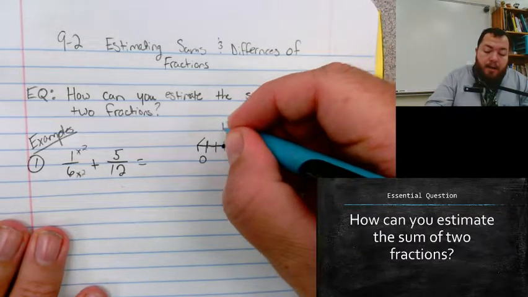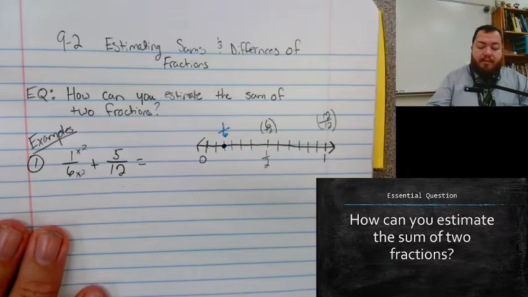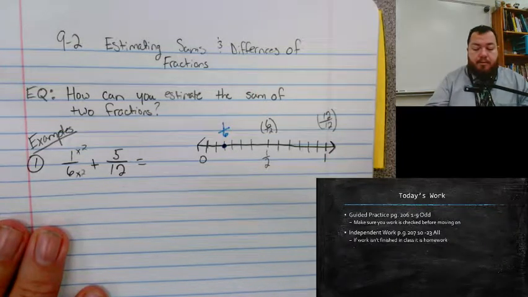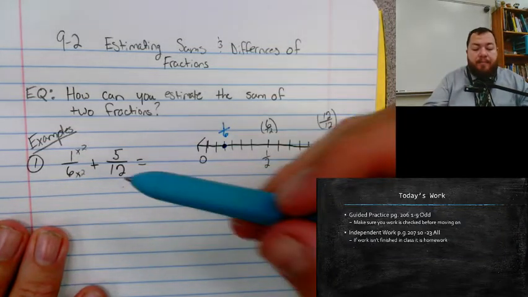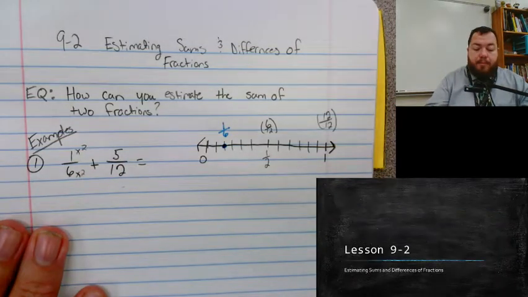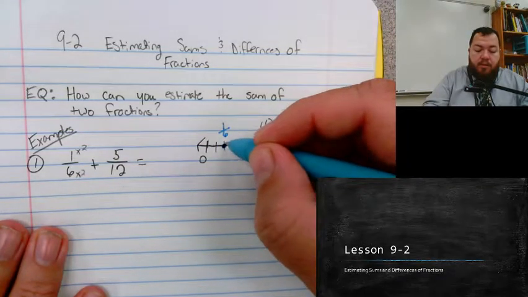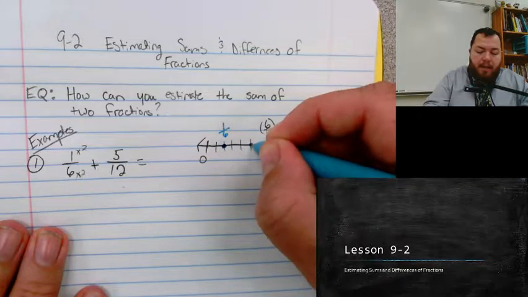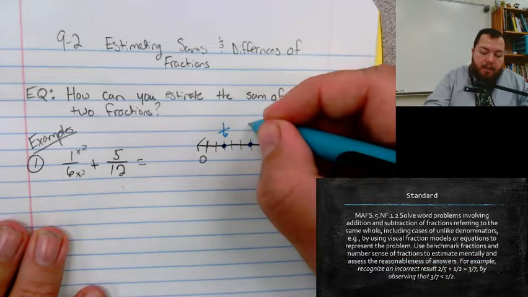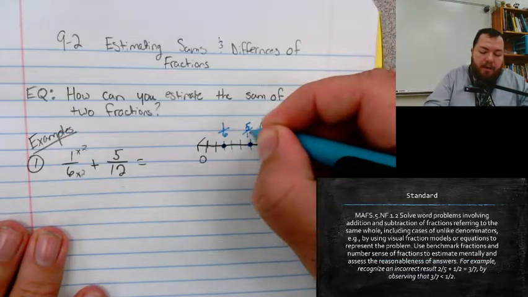On the number line. And then I'm going to label this 1/6. Okay? Now my next fraction is 5/12. So I'm going to count 1, 2, 3, 4, 5. And I'm going to put my big dot, and I'm going to label that 5/12.